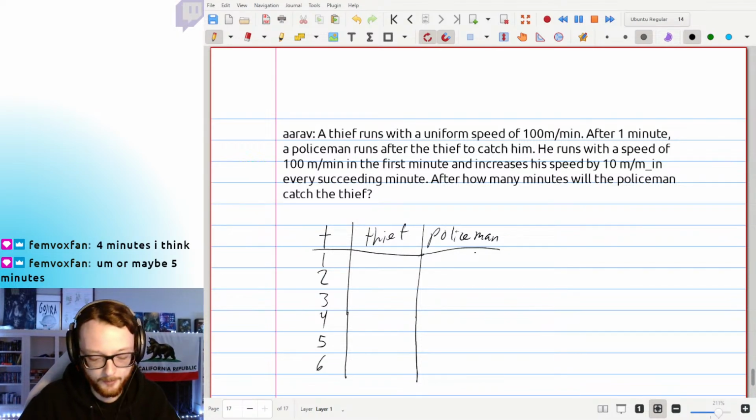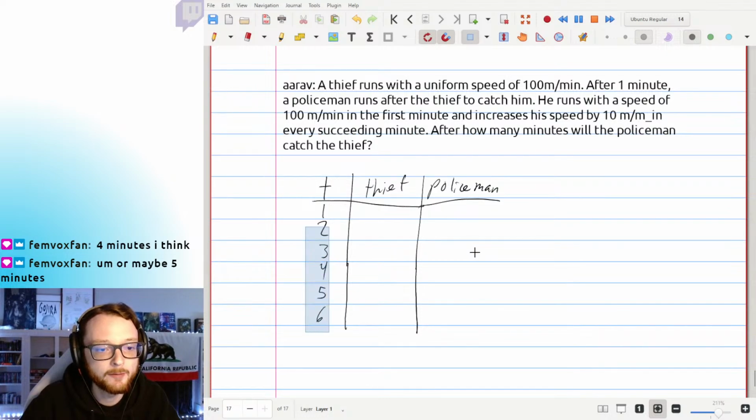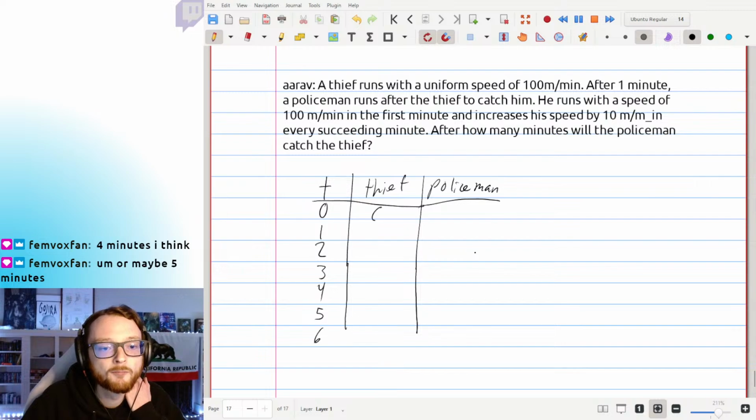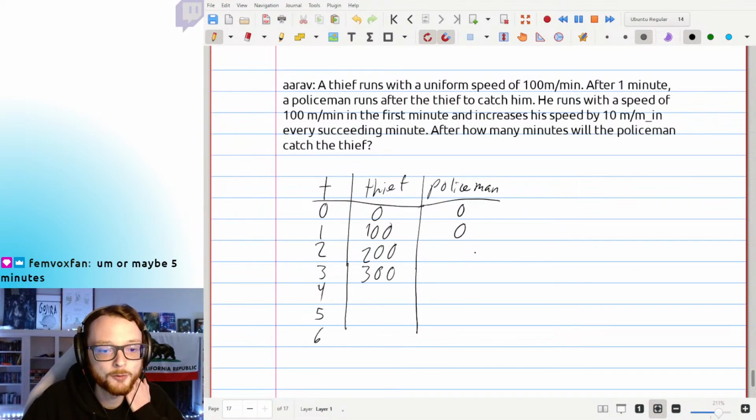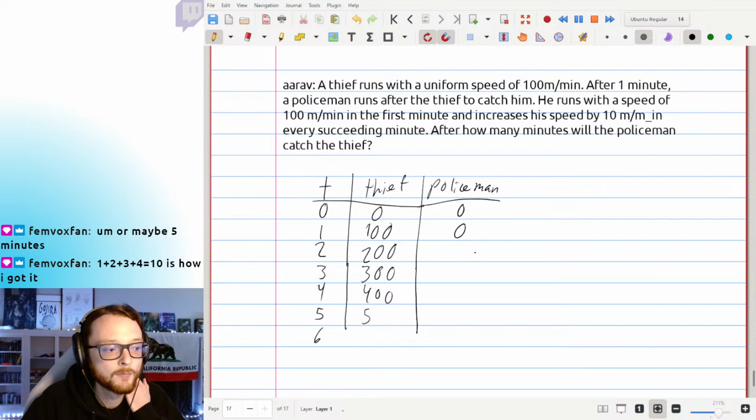Okay. So maybe let's start at time 0. I should have done that. So time 0, they both haven't moved. After the first minute, the thief has moved 100 meters. The policeman still hasn't moved. He is a minute behind. I guess the thief's column is going to be relatively easy because it's a uniform 100 meters per minute. So just take the number of minutes and multiply it by 100. So 100, 200, 300, 400, 500, 600.